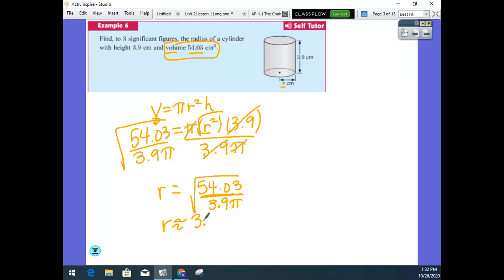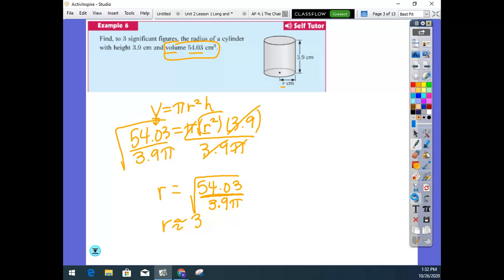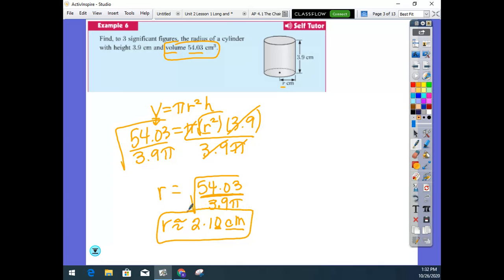Oops, I said 3 and wrote 3.10. I need that 0 for my 3 sig figs. Centimeters. Radius is a linear unit. Final answer.